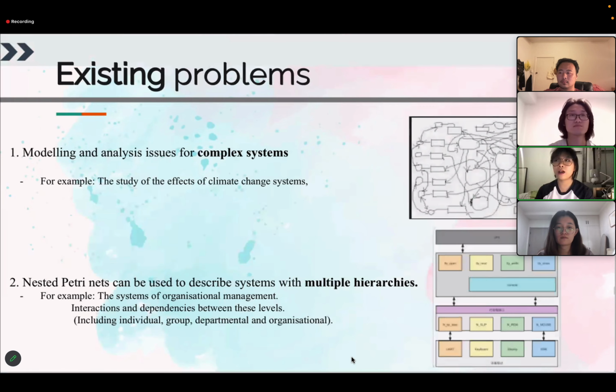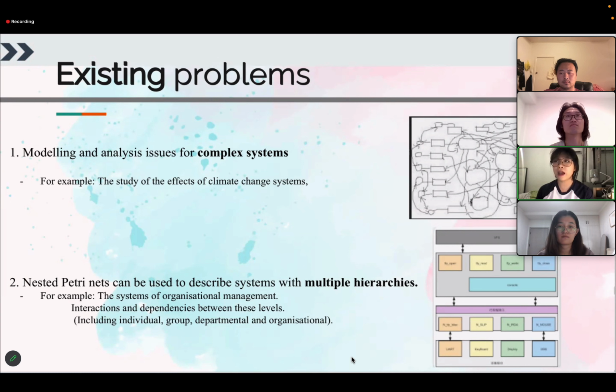We have two points about the existing modeling problems, such as these photos. Complex systems always make people confused. So the first problem is modeling and analyzing complex systems. For example, the climate change system. There are numerous unrelated factors that affect system analysis.